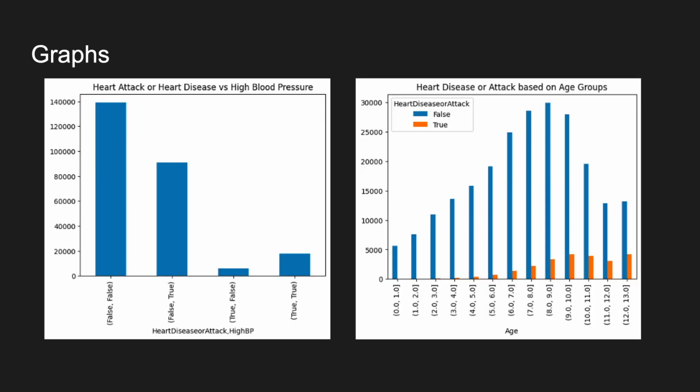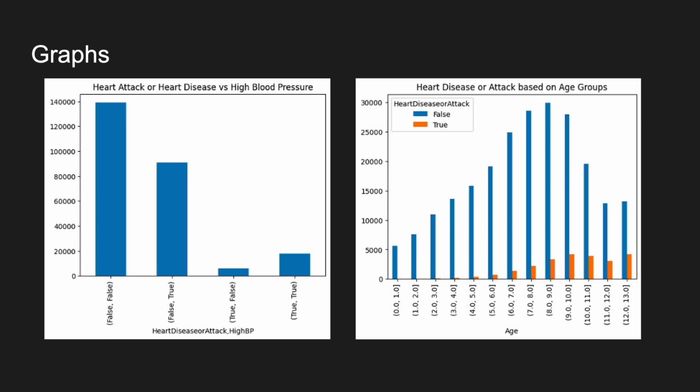So here are two of the graphs. The first graph shows heart disease compared to high blood pressure, which was one of our top attributes. It shows four different categories: false-false, false-true, true-false, and true-true. The first is true or false on heart attack or heart disease, and the second is true or false on high blood pressure. As you can see, for true on heart attack or disease, the two bars on the far right, there are a lot more cases where people have high blood pressure than where they don't, so we can see that that's an attribute that leads to heart disease.